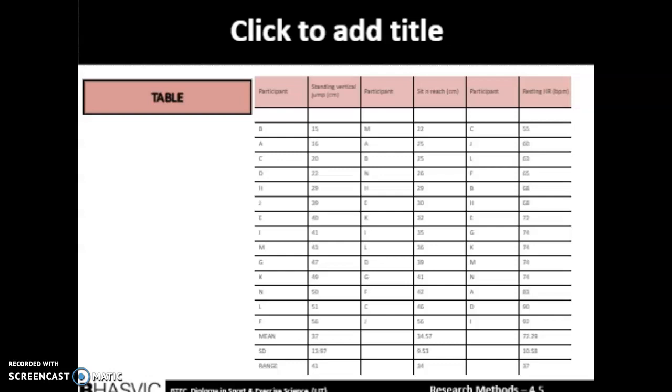For example, the raw data for the table above was organised participant A to M. However, this table is organised so that the data is ordinal. Therefore, in the rank, this allows the researcher to see if there is any correlation between the two data sets, such as participant I came 8th in both standing vertical jump and resting heart rate.